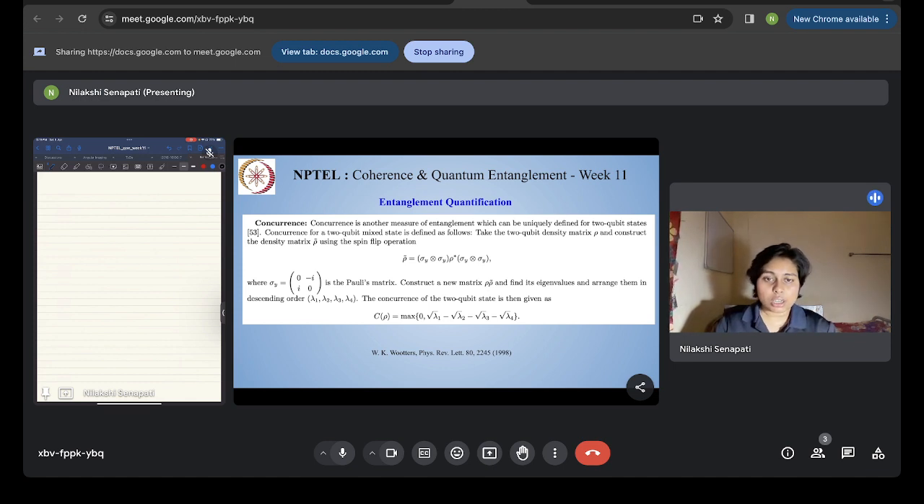The concurrence of the 2-qubit state is given as the maximum of 0 and root lambda 1 minus root lambda 2 minus root lambda 3 minus root lambda 4. It is defined like this. How it is reached, I have mentioned in the detail of the entanglement of formation, but for the detail of concurrence, there is a lot of mathematics to reach this formula, so you can visit this paper.